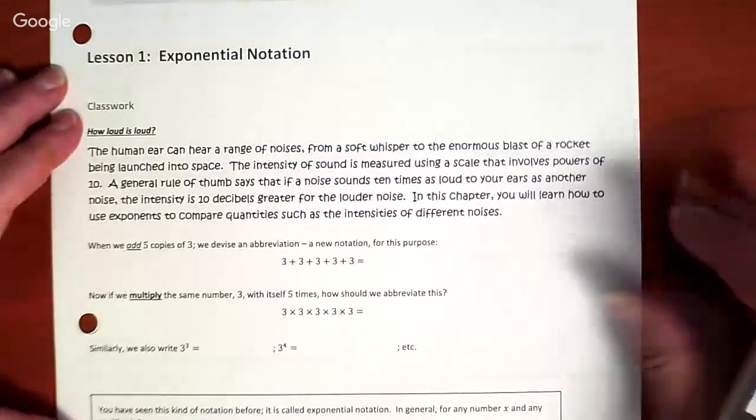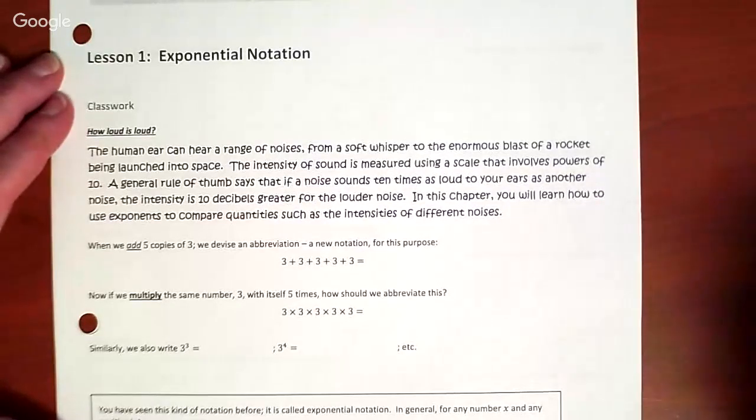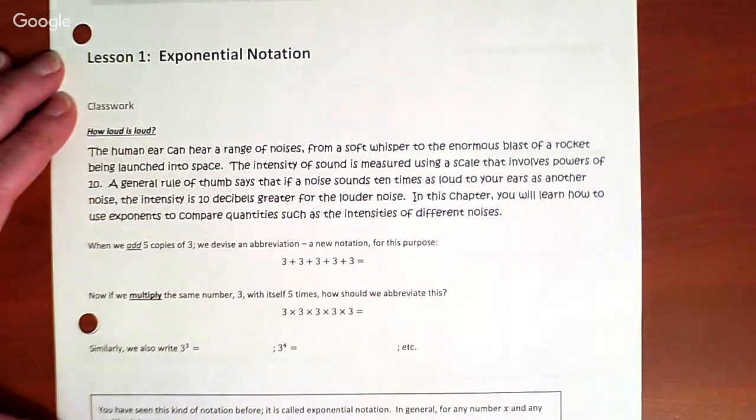Lesson 1, Exponential Notation. How loud is loud? The human ear can hear a range of noises, from a soft whisper to an enormous blast of a rocket being launched into space. The intensity of sound is measured using a scale that involves powers of 10. A general rule of thumb says that if a noise sounds 10 times as loud to your ears as another noise, the intensity is 10 decibels greater for the louder sound. In this chapter, you will learn how to use exponents to compare quantities such as the intensities of different noises.